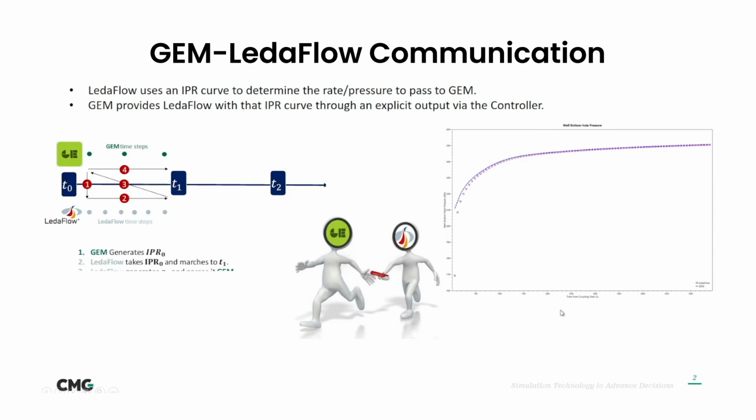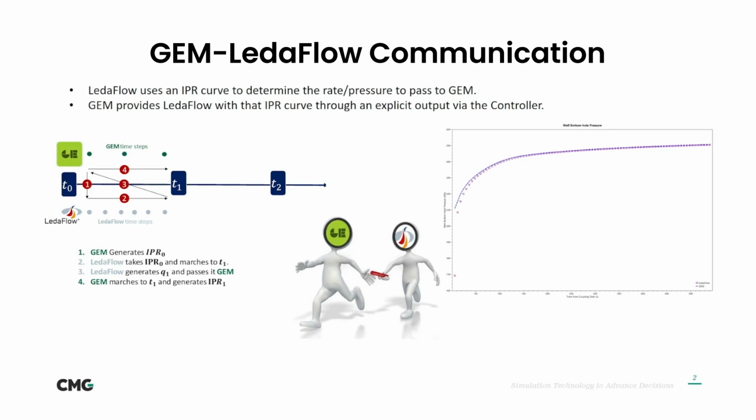As you can see on this right hand plot, I show the well bottom hole pressure against time in a typical coupling process that we have done. And as you can see, there is quite a reasonable match between the bottom hole pressure of both GEM and LedaFlow. In order to find out how we can achieve such a match between the BHP of these two applications, it is important to first understand how the communication between GEM and LedaFlow happens during that coupling process.